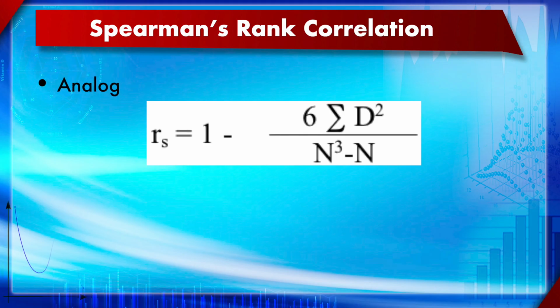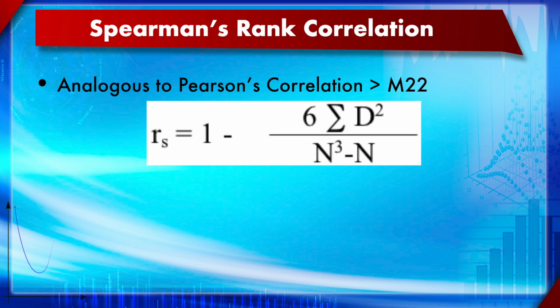Coming next is Spearman's rank correlation, which is just like Pearson's correlation test. But here, Spearman's correlation is based upon the ranks. That is the only difference, and it is quite analogous to Pearson's correlation, which we covered in module number 22. Here the correlation coefficient is called rho.